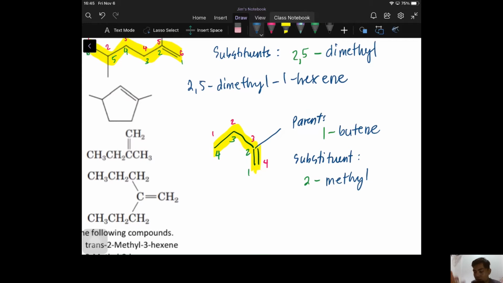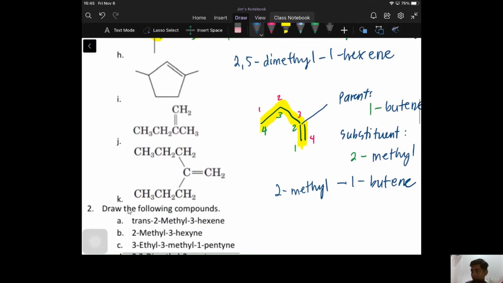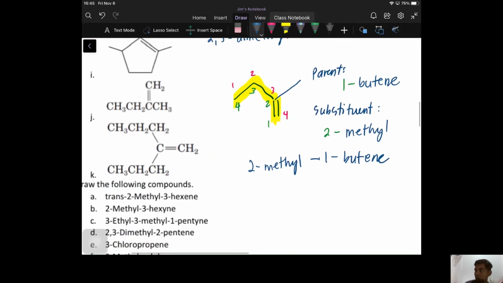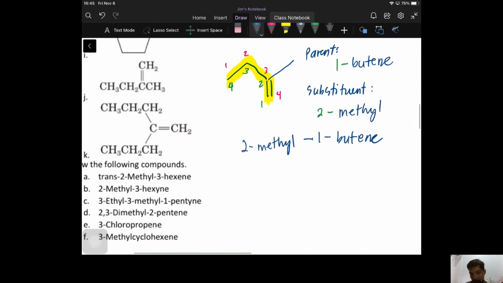So yung complete name niya, substituent, then the parent. So that will be 2-methyl-1-butene. Okay? 2-methyl-1-butene. On the second carbon, you have your methyl. On the first carbon, you have your butene. Okay? Then gawin natin tong letter K. Ano yung napapansin nyo dito? Kapag alam nyo na yung alkanes, madali na lang talaga to. Okay? So ganun talaga. So gawin ko yung K ha.